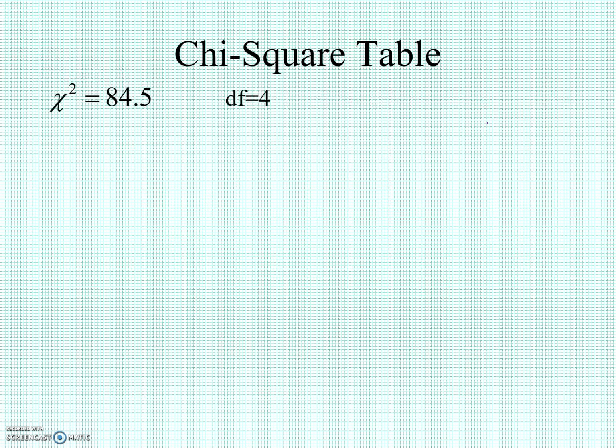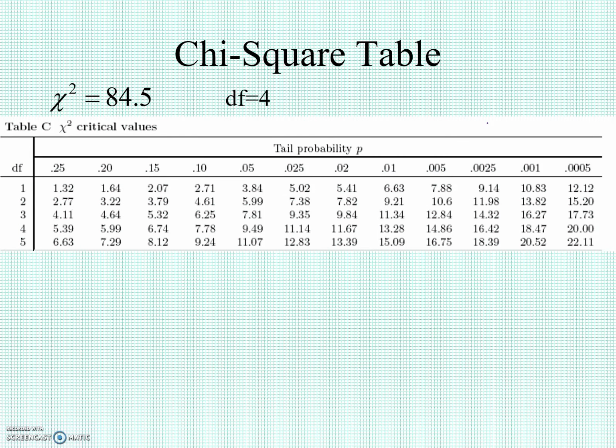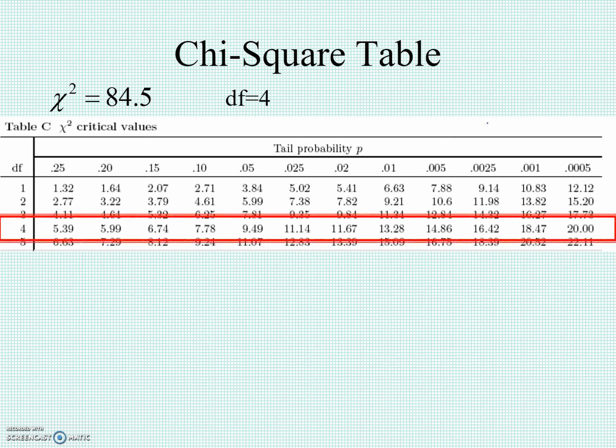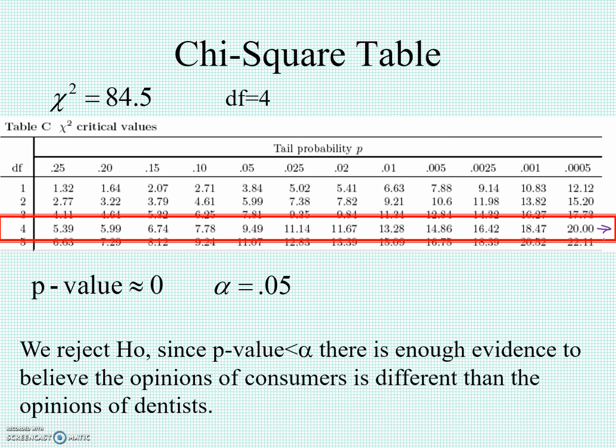I look at my table. Did they give us an alpha? If not, we're going to assume 0.05. I don't see an alpha in the problem, so we will assume an alpha of 0.05. So I find that my p-value is going to be so small because chi-squared of 84.5 is somewhere in that direction. It's so tiny that it's basically 0. So it's guaranteed to be less than your alpha of 0.05. So we are going to reject our null hypothesis. The p-value is less than alpha. There's enough evidence to believe the opinions of consumers are different than the opinions of dentists.